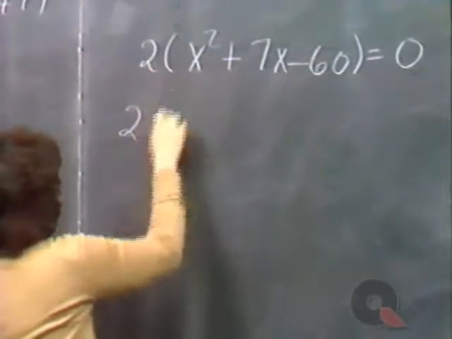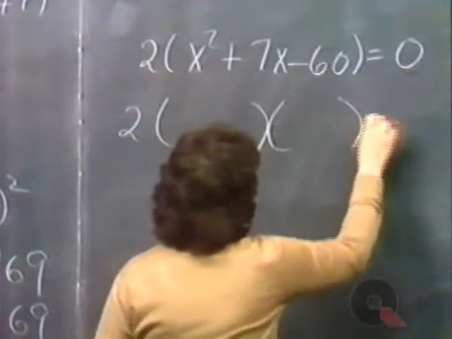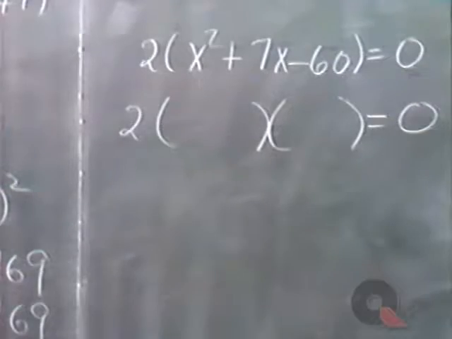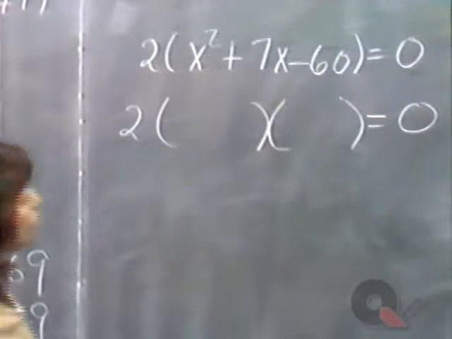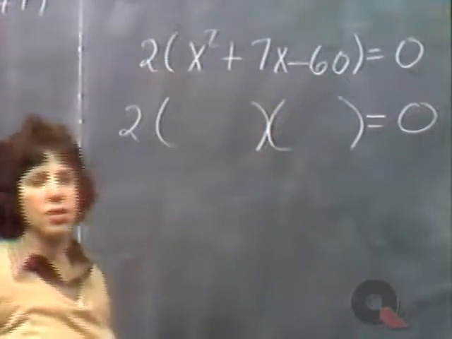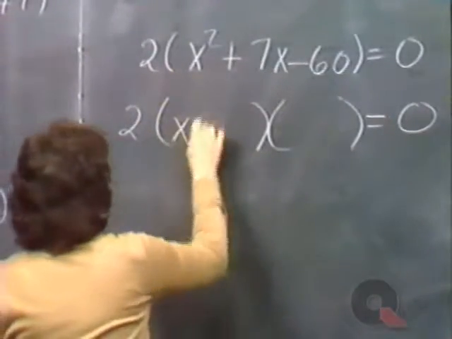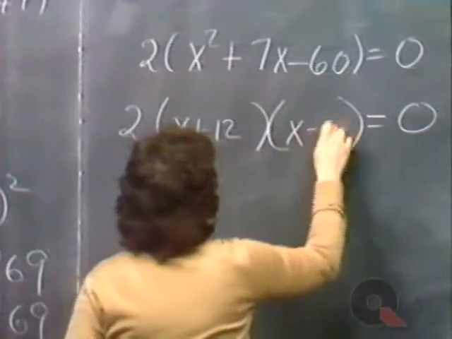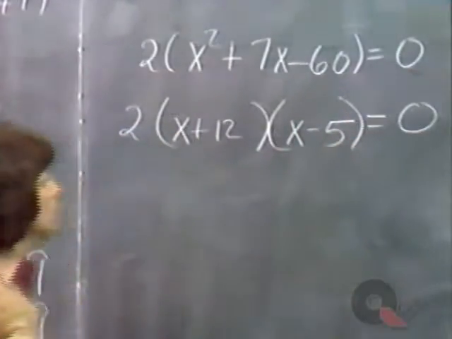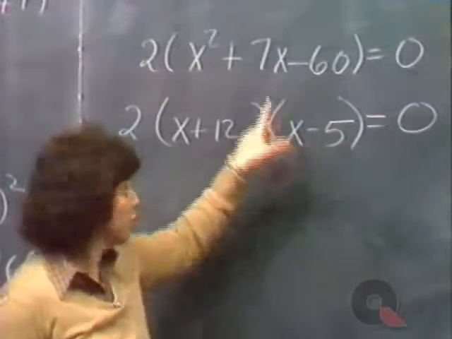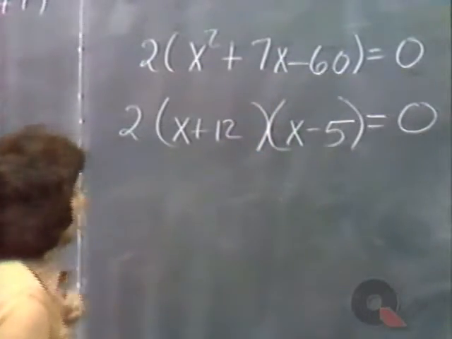And we'll now try to factor this quadratic equation, this trinomial here. We're looking for two numbers multiplying to minus 60, adding to plus 7. And the answers are plus 12 and minus 5. Checking this by FOIL, x squared minus 5x plus 12x gives you the plus 7x and then the minus 60.